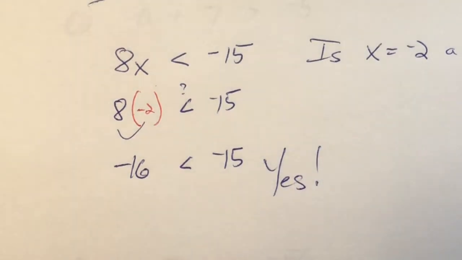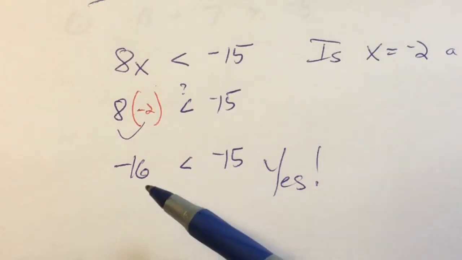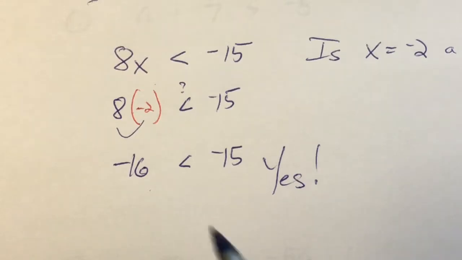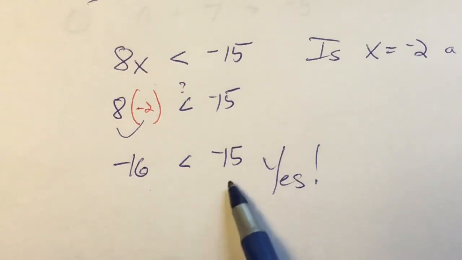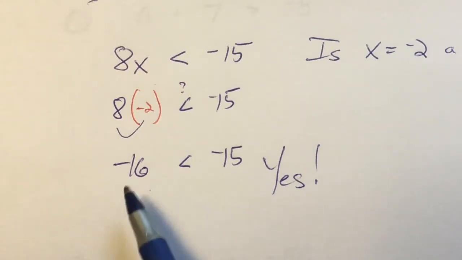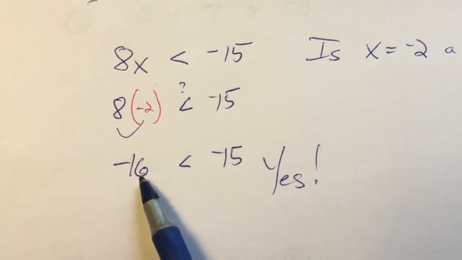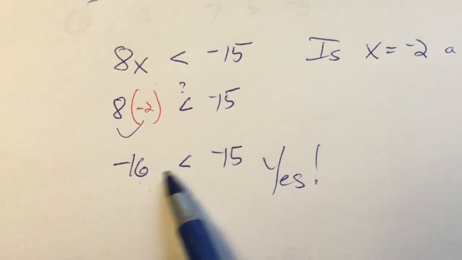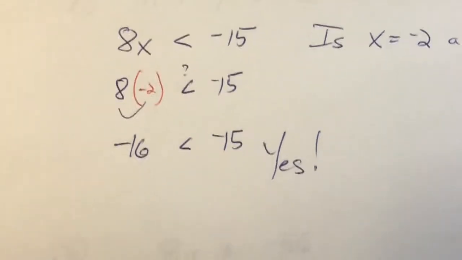As I mentioned in a previous video, the more negative you get, the lesser and lesser value it is. It's kind of like temperature. Is there less heat outside when it's negative 16 degrees than when it's negative 15 degrees? Yeah, that's a colder temperature, so the temperature is less on this day than it is on that day. So yeah, negative 16 is less than negative 15.